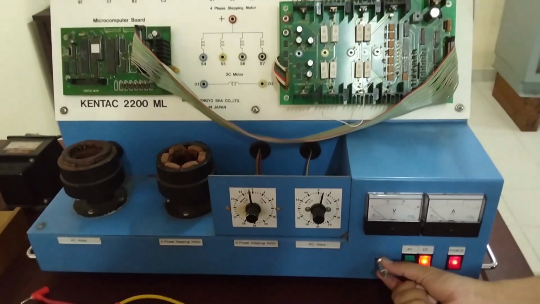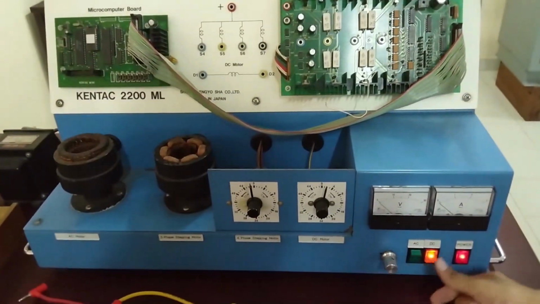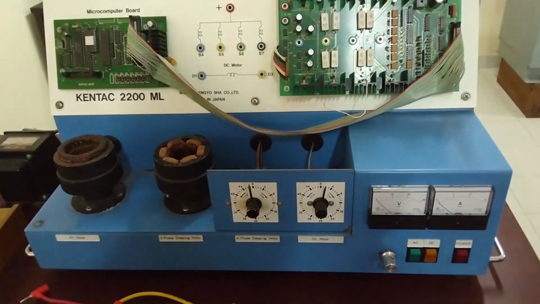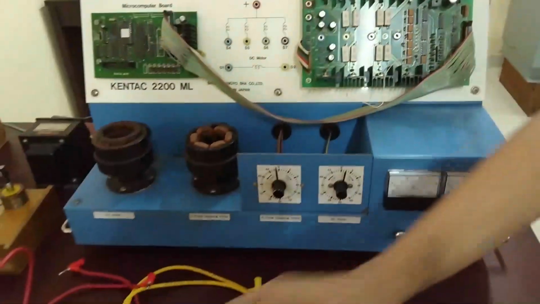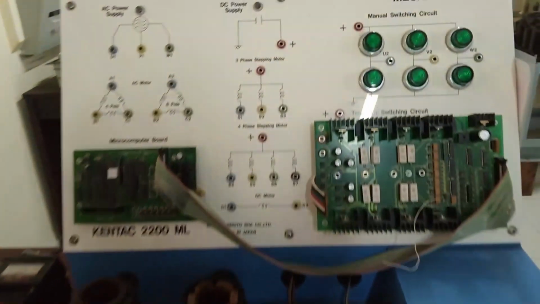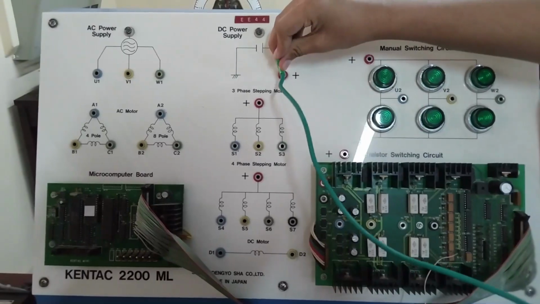Let's move on to part A of procedure, manual switching circuit operation. First of all, we have to set the voltage regulator dial to its minimum position and also switch off all the main switches. So this is how we do the connections. First, connect the DC power supply to the manual switching circuit and then connect S1, S2 and S3 to U2, V2 and W2 respectively. Now, this is how we do the connections as explained previously.